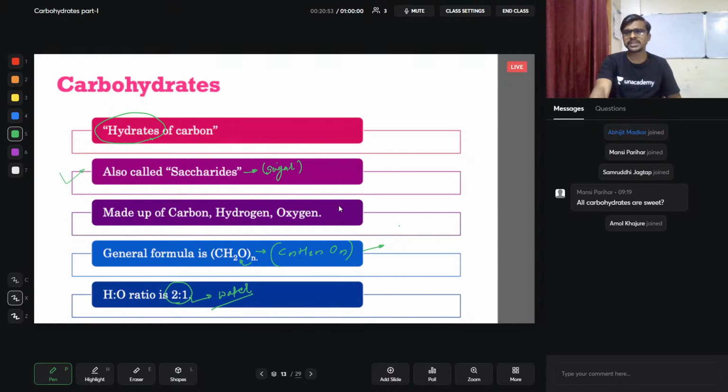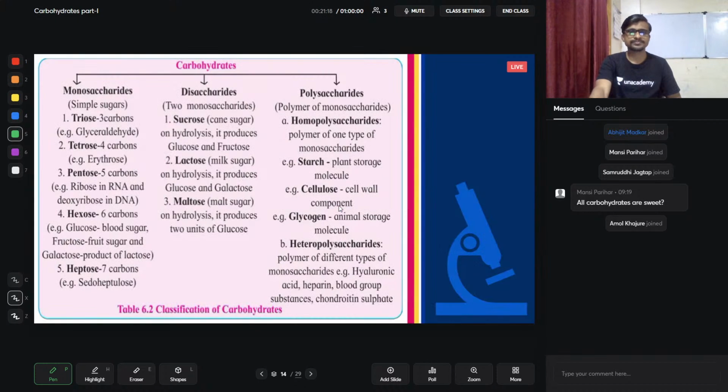Okay, so keep in mind that there is a question in the CET examination: which of the following shows the hydrogen to oxygen ratio similar to water? The answer is carbohydrates. Lipids was an option there, and lipids are not going to show the hydrogen to oxygen ratio 2:1 because very little oxygen is present inside a lipid, and that's why it's hydrophobic. So these are the carbohydrates and how they are classified. They are classified on the number of carbons.